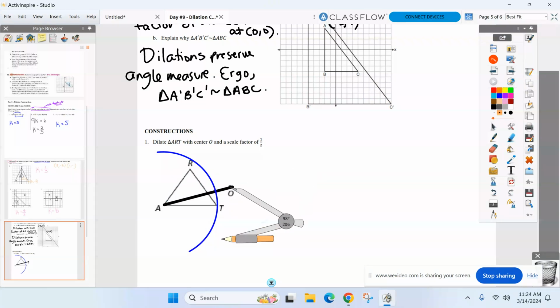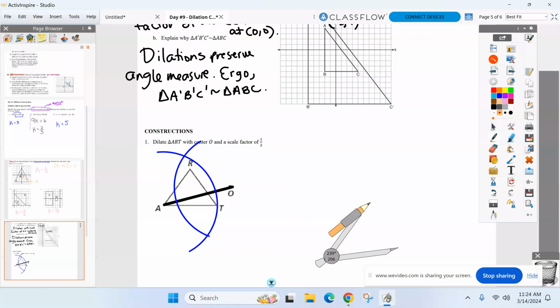Anybody remember how many points of intersection I need here? 2, right? Don't stop after 1. I need 2. Do not pick up your straight edge yet. Just get those 2 points of intersection made. All right, pick up your straight edge, but do not draw the line through. You can, it's just more lines on your paper than you need.